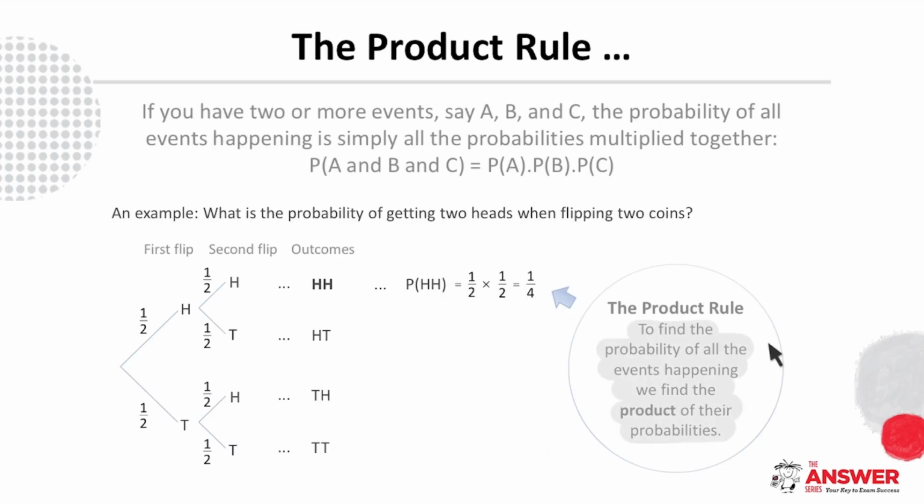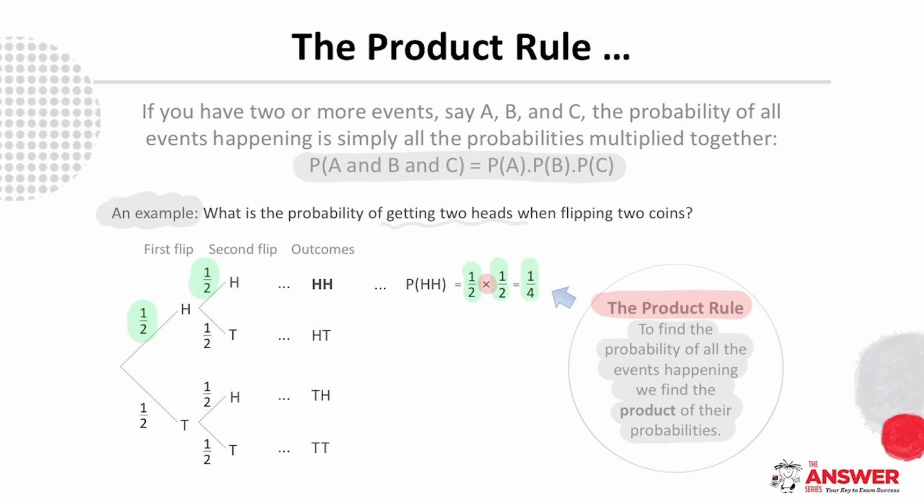To find the probability of events happening, we find the product of their probabilities along a path, and we call this the product rule. In other words, if you have 2 or more events, say A, B, and C, the probability of all events happening is simply all the probabilities multiplied together. So if we consider the example of getting 2 heads when flipping 2 coins, the probability of it landing on heads each time is a half, and so by tracking this path, we can see the product of a half and a half is then a quarter.